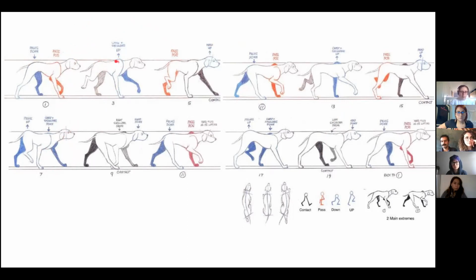So in frame 3, for example, you can see that the pelvis is going up.